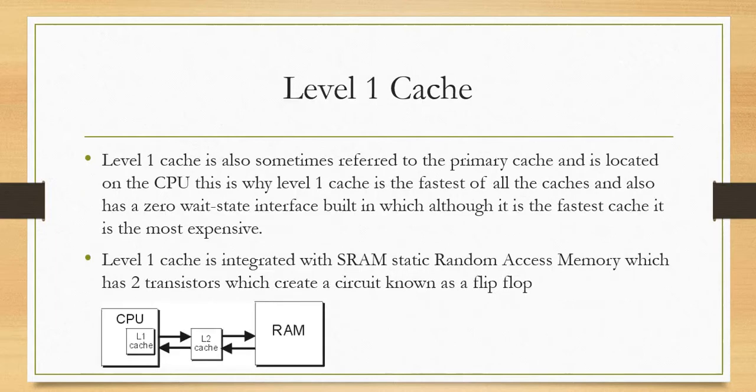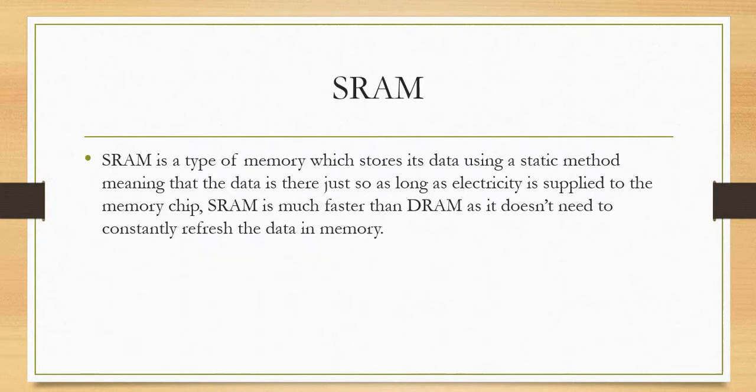So level 1 cache is the primary cache. It's located on the CPU, and it's the fastest type of cache, and it's integrated with static random access memory. Static random access memory is a type of memory which stores its data using a static method, meaning that the data is there just as long as the electricity is supplied to the memory chip.